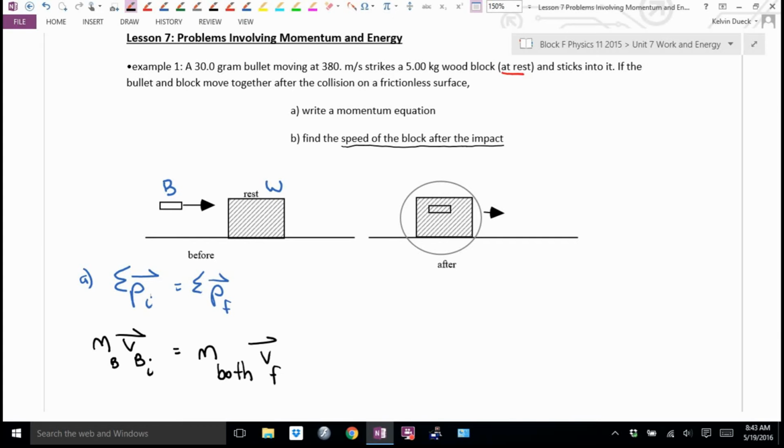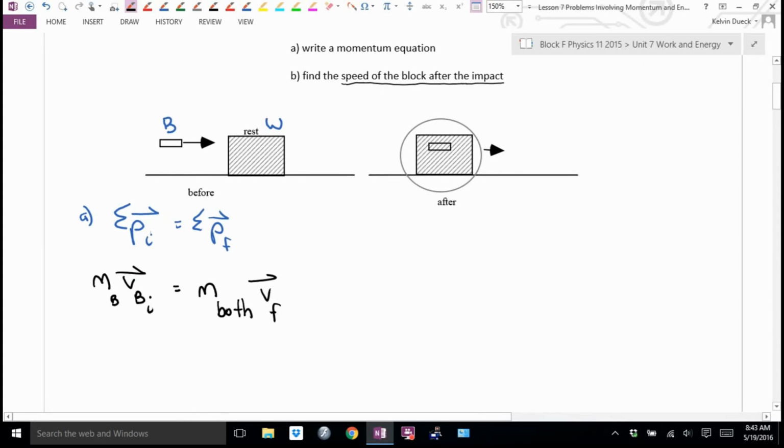What does B want me to find? The speed of the block after the impact. I guess that's V final? How would I get V final by itself? Divide by M both. Okay.